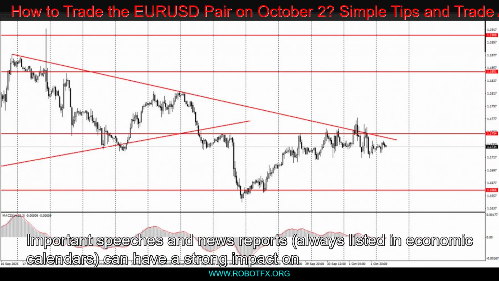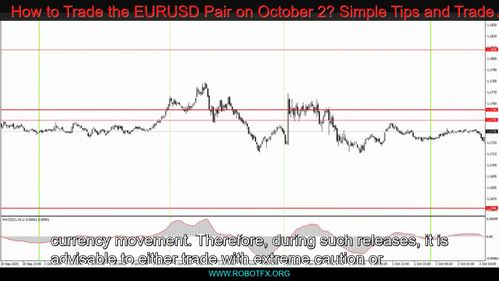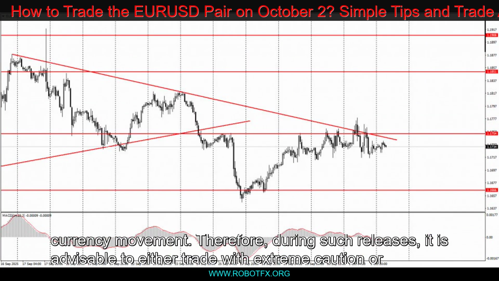Important speeches and news reports, always listed in economic calendars, can have a strong impact on currency movement. Therefore, during such releases, it is advisable to either trade with extreme caution or exit the market altogether to avoid sharp reversals against the prior trend.